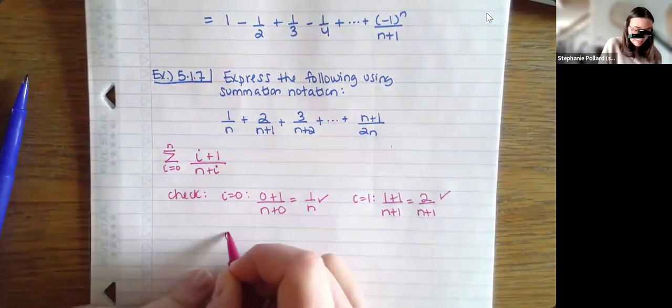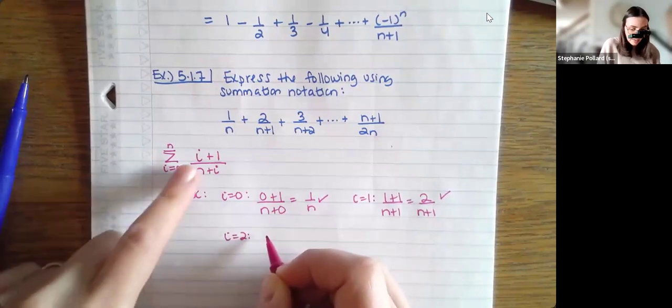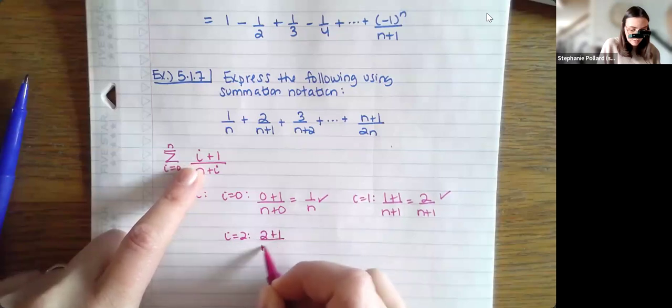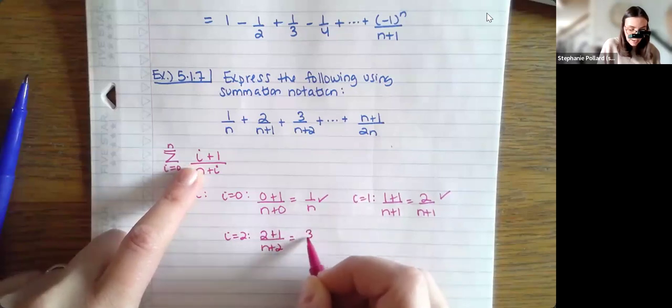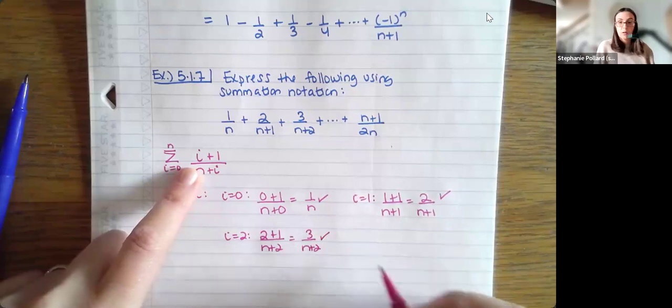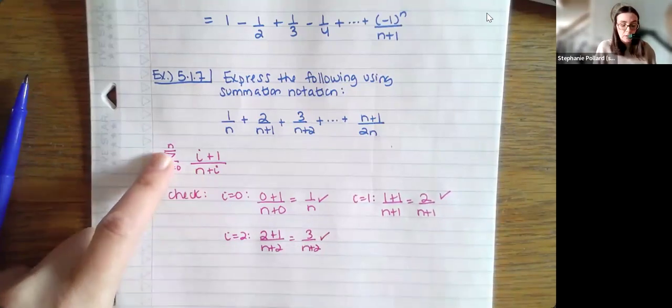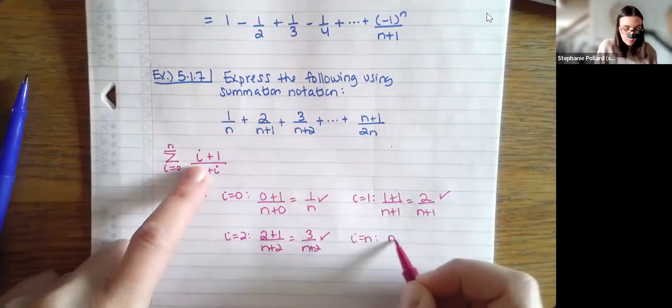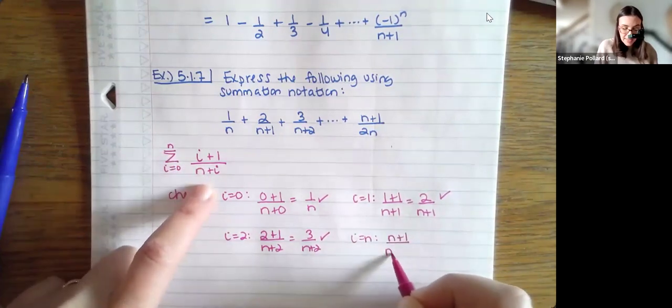If I try I as 2, I have, let's see, 2 plus 1 over n plus 2. So I have 3 over n plus 2. That seems to work. Now, do check the last one, though. So let's make sure it actually works for n. So I'd have n plus 1 over n plus n.